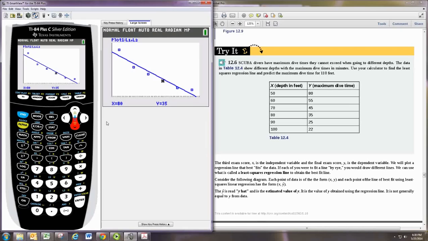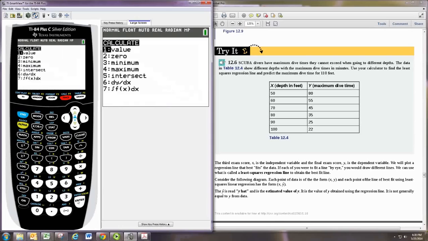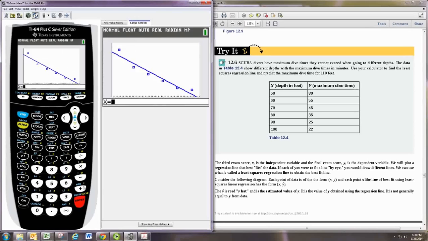To get a value of the line specifically, you can hit second trace and then do value and then put in some specific number like 90, and then it'll actually find a specific value for you. Sometimes the tracing along the line doesn't get you right on a certain x value, so you can use that value function to do that. But you now have y, you're able to do whatever you want with evaluating it or finding residuals.